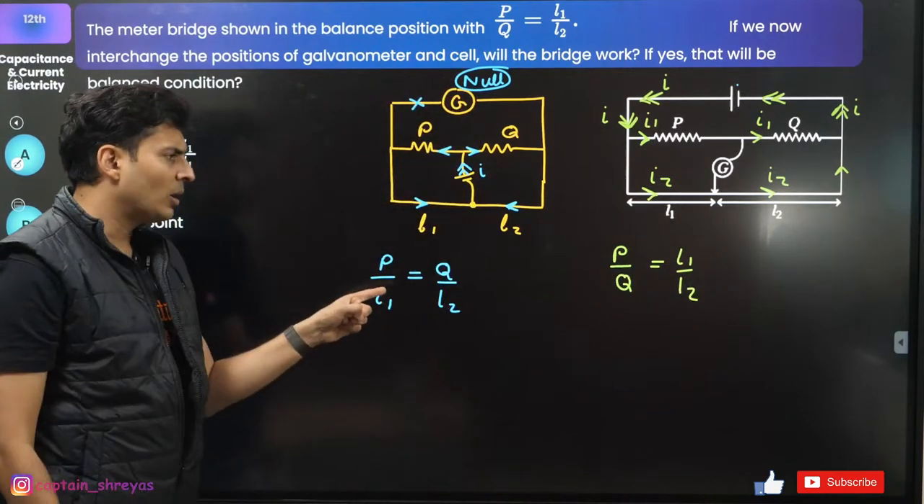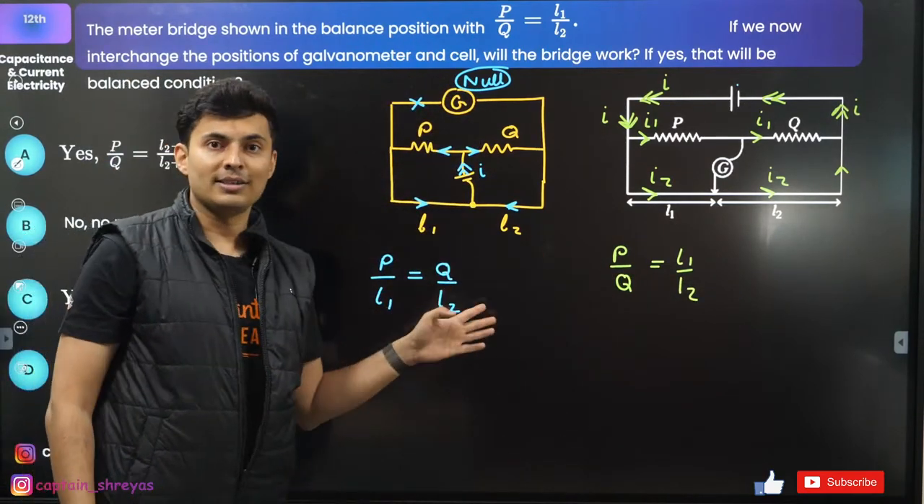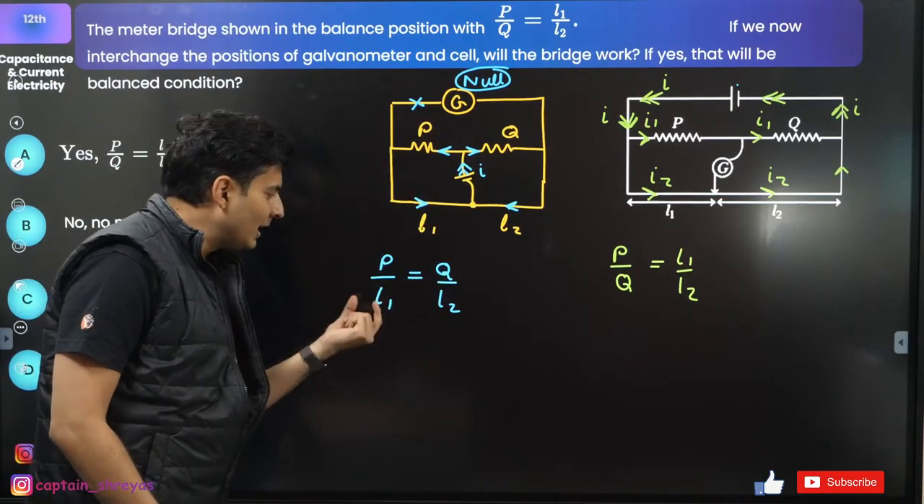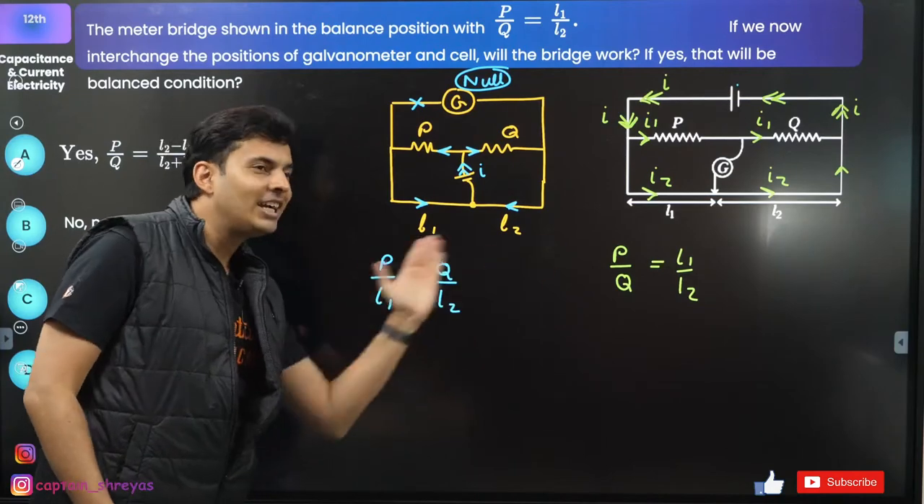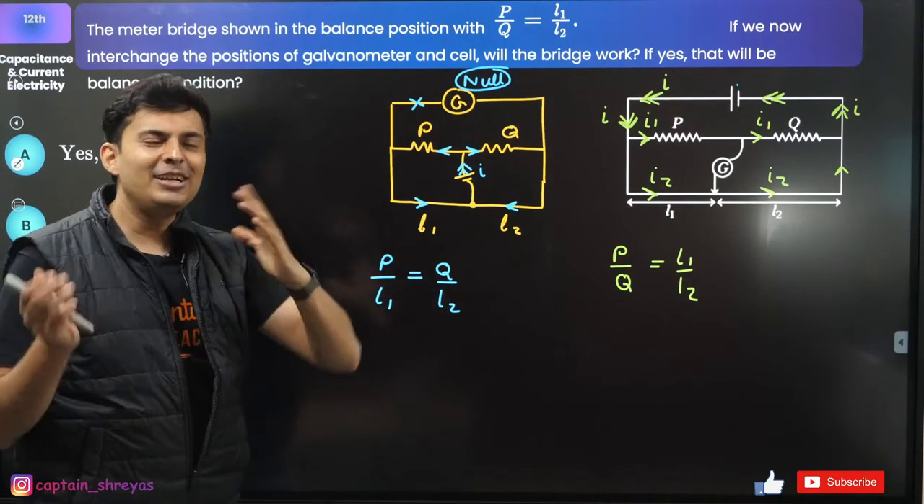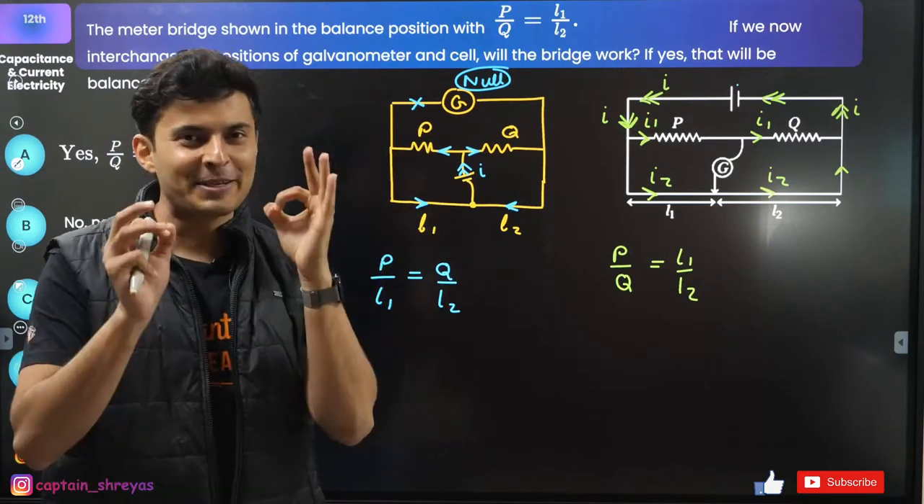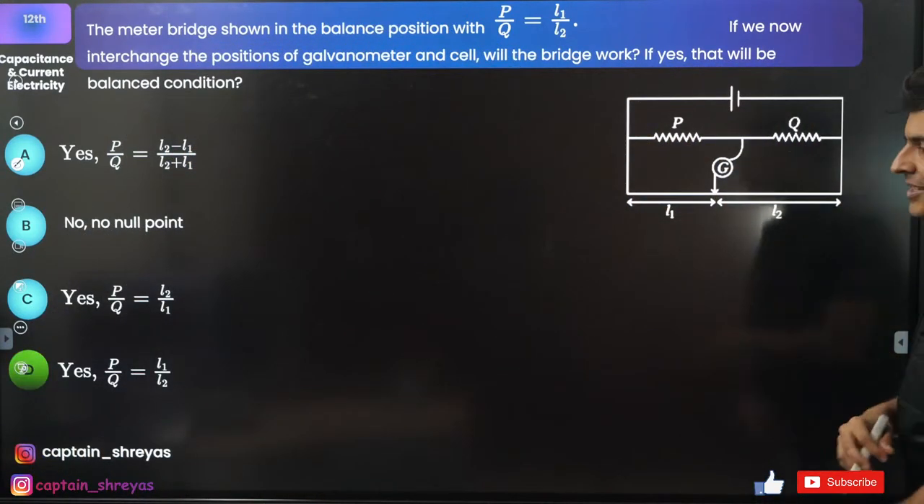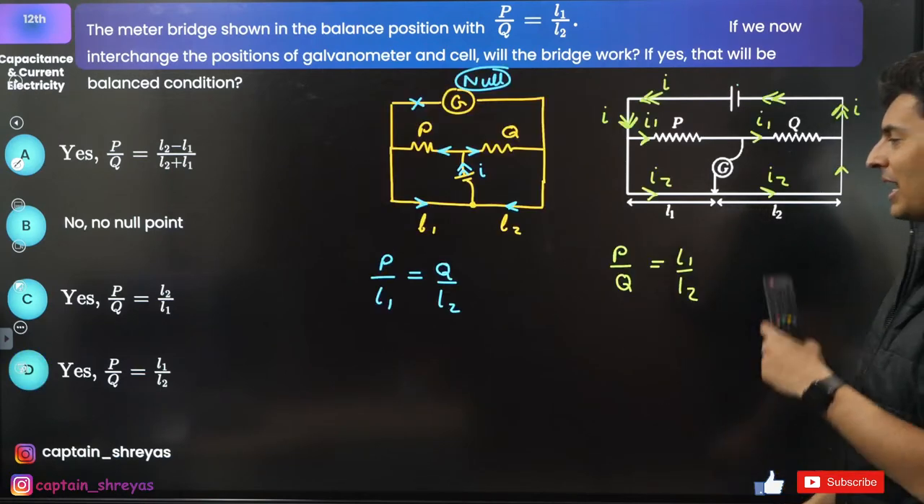Is this formula and this formula the same? Like, no sir, this is different. Think again, it is actually the same thing. Bring Q down, take L1 on the top. Isn't it the same thing? The current distributions have changed, but the balancing lengths are still the same. Hence, the answer is yes, P by Q is still going to be L1 by L2.